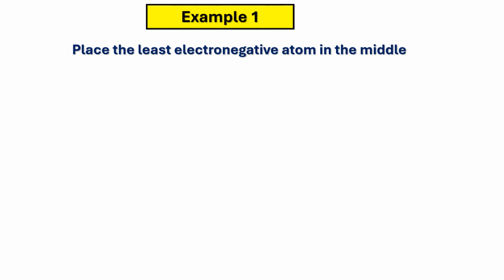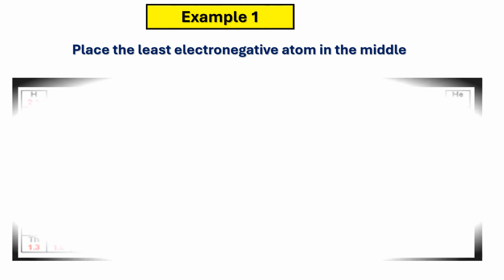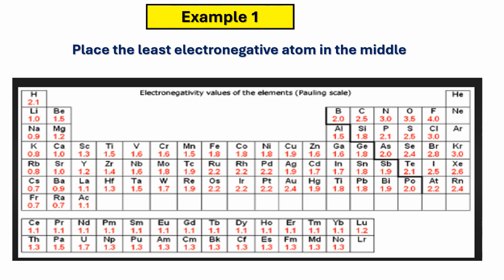We need to place the least electronegative atom in the middle. Let's look to see which atom is the least electronegative. Fluorine is the most electronegative atom there is, with a value of 4. And boron has a value of 2. So boron should be placed in the middle. So we place boron in the middle with the 3 fluorine.